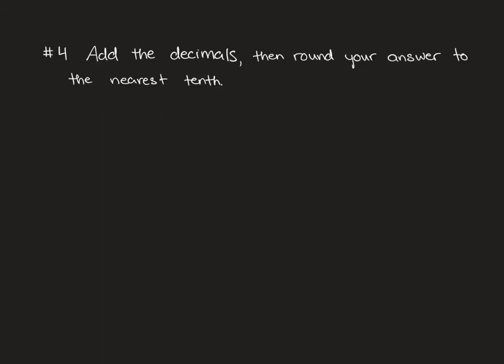Question number 4 asks you to add the decimals and then round your answer to the nearest tenth. So there are 2 parts to this question. First, you need to add and then you need to round to the tenths place. When we're adding, it's easiest to start by lining up the decimal places. It's more important to make sure that the decimals are lined up than that the last digits are, but in this question they both go to the thousandths place, so it's not a problem.